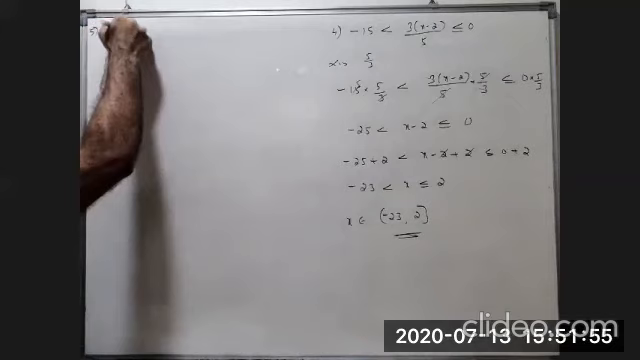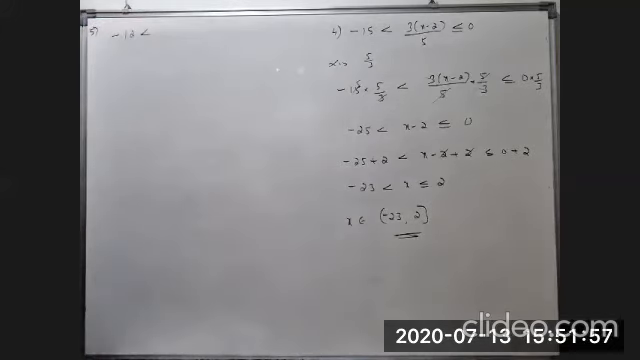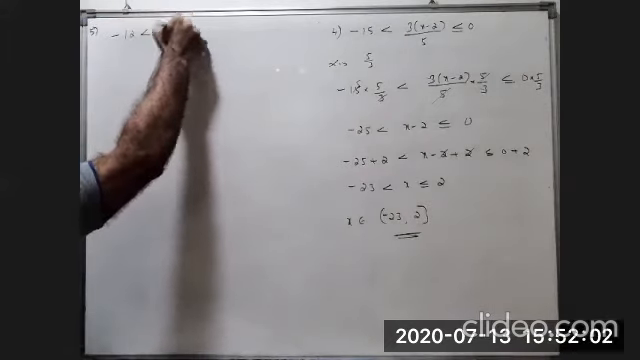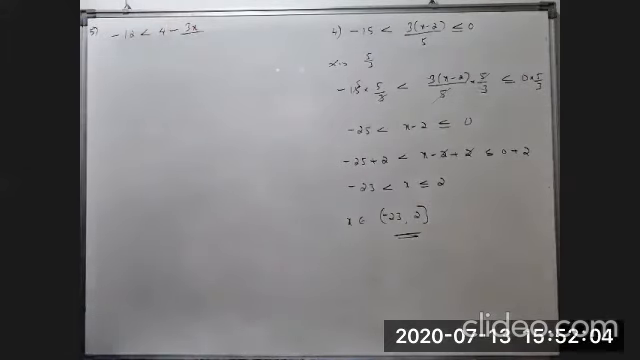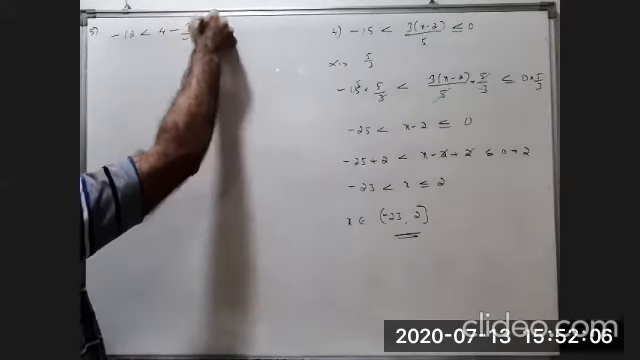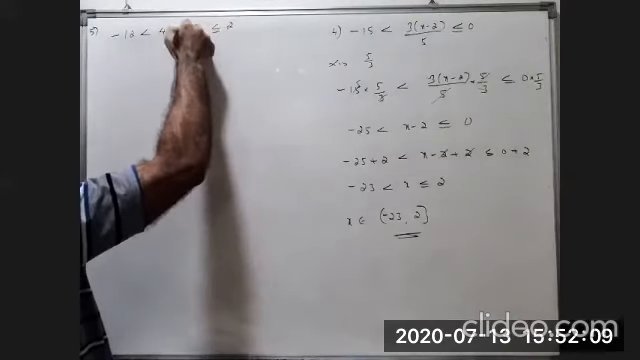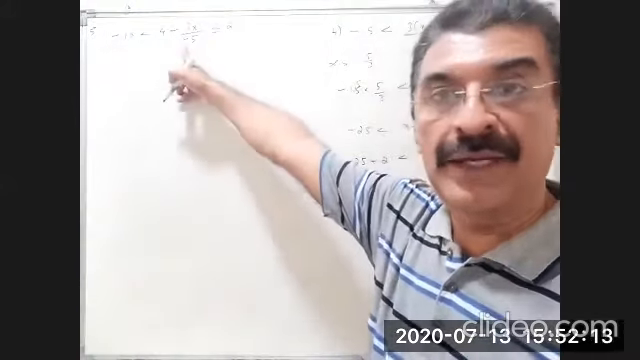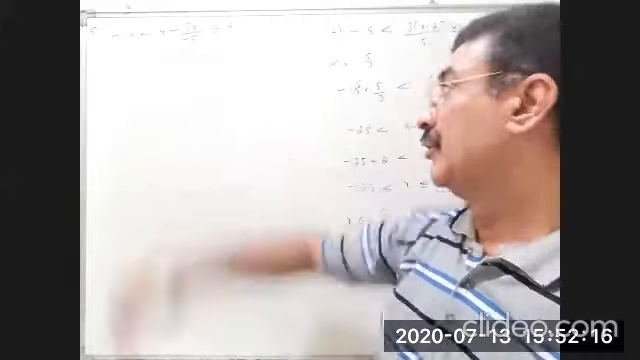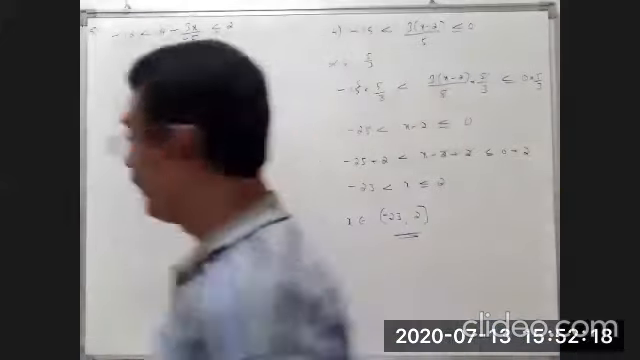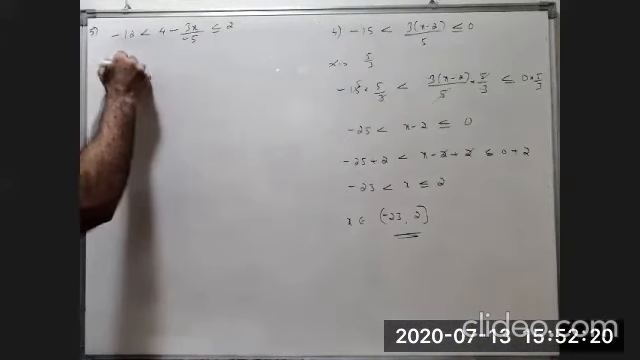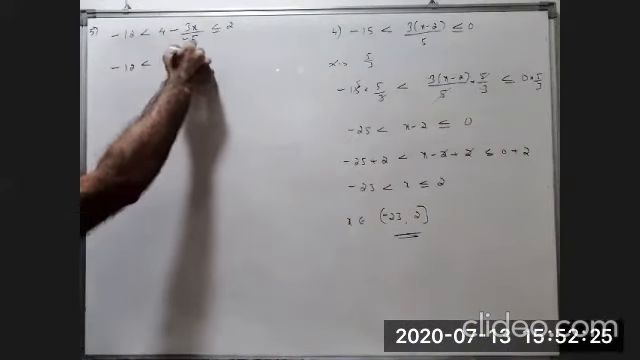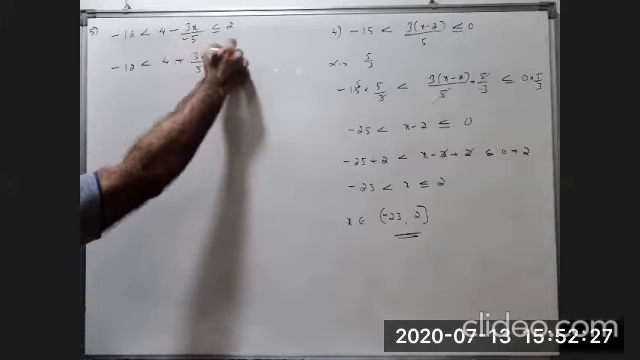Minus 12 less than 4 minus 3x by minus 4. In my textbook, in many textbooks, this is the question. In a few textbooks, this minus sign is not there. Anyway, we are doing this one. This means minus 12 less than 4, minus is plus 3x by 5 less than 2.